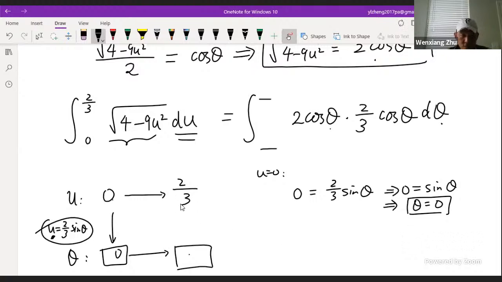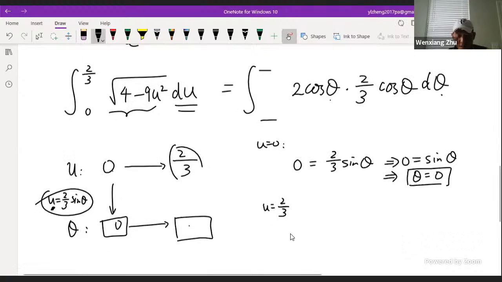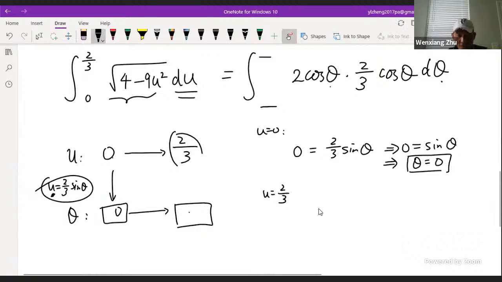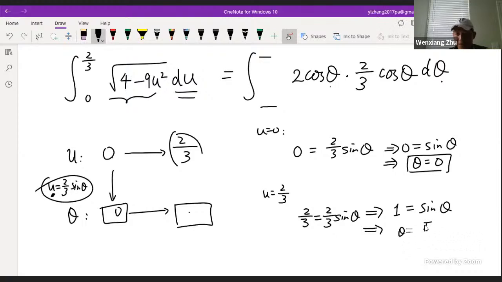The next one is you plug in 2/3 for u. So I'm going to write here, u is equal to 2/3. In this case, when you plug in 2/3 for u, the left-hand side is 2/3. The right-hand side is 2/3 sine theta. Divide both sides by 2/3. That tells you one has to be equal to sine theta. And there's only one value for theta in radians. Everything should be in radians. Theta is equal to pi over 2. That tells you the corresponding bounds.